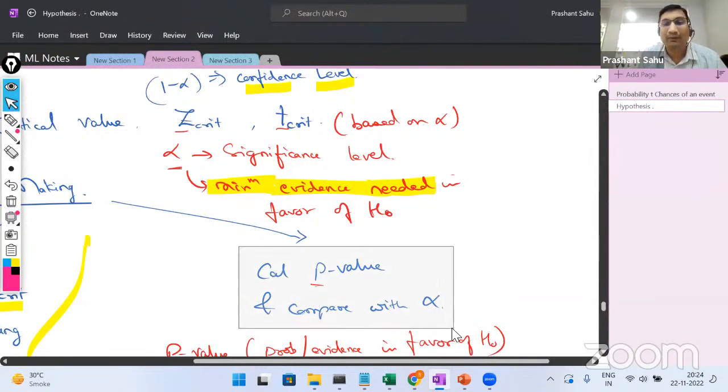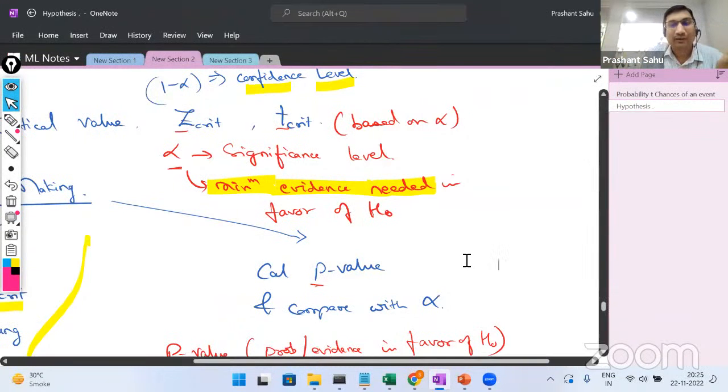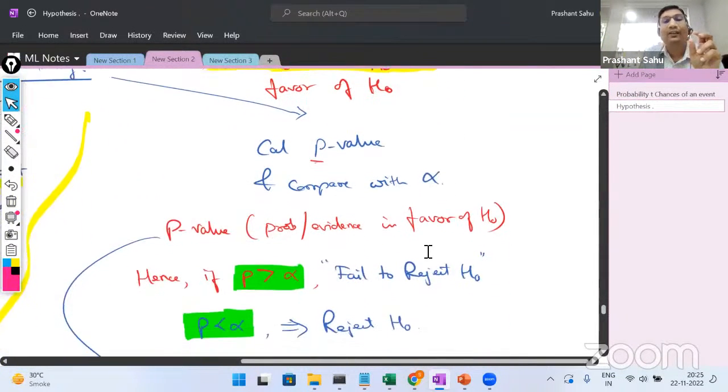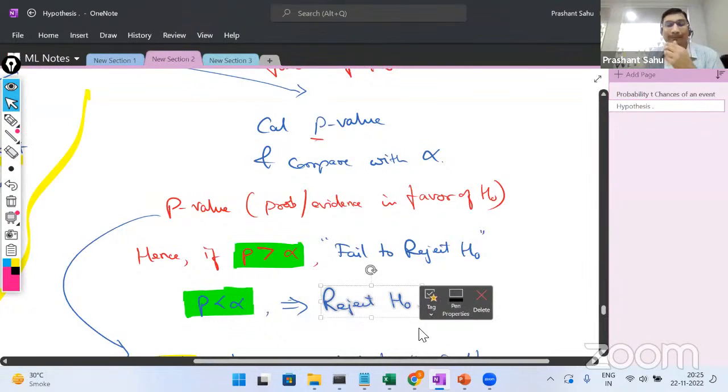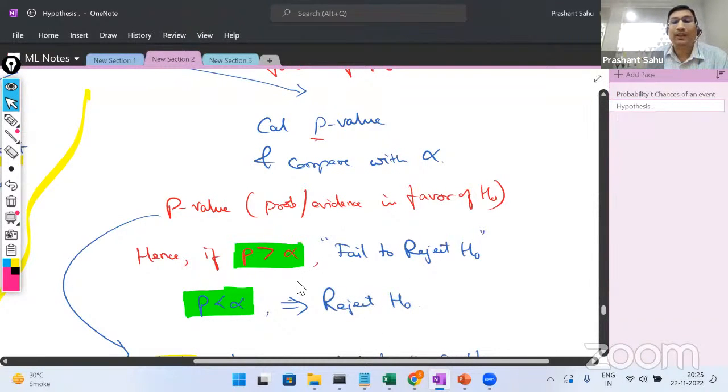The actual evidence coming from the sample is called the p-value. So alpha is the required evidence and p is the actual evidence. So if p exceeds alpha, what are you going to do? If p exceeds alpha, you have to accept the null hypothesis. Instead of accepting the null hypothesis, we normally say that we fail to reject the null hypothesis. If the actual evidence coming from the sample is not even 5%, what will I do? I'll simply reject the null hypothesis. That is the whole idea.